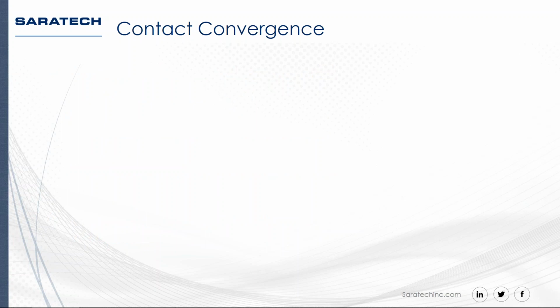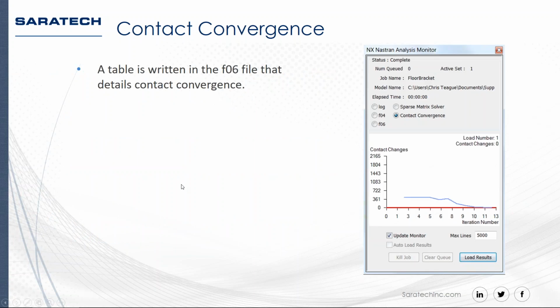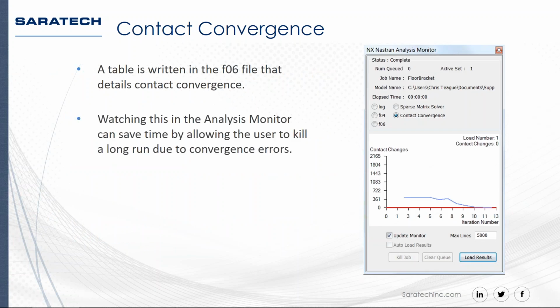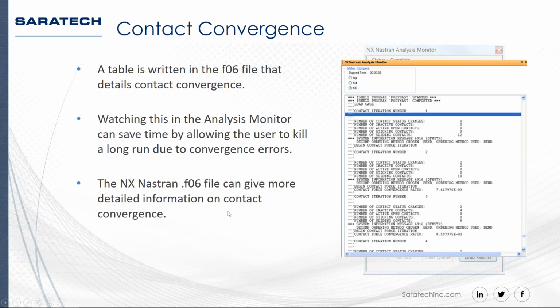All right, so I'll show you guys this in a minute in the demo, but as far as contact convergence, you will get a table written in the F06 file, which gives you some information on that contact convergence. So you can watch this in the monitor window. If you see it diverging or going up here, you can hit the kill job button. And also the F06 file will give you, again, more detailed information. So you can look at the convergence ratio, which should be decreasing with each iteration.